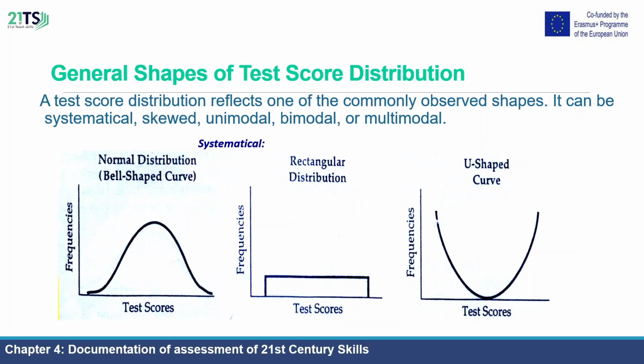Here is the general shape of test score distributions. A test score distribution reflects one of the commonly observed shapes. It can be symmetrical.